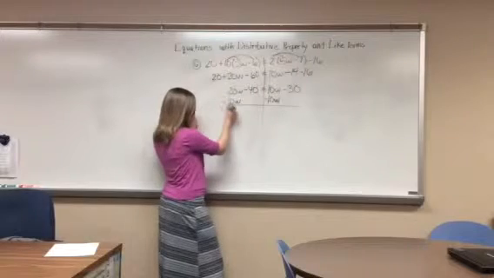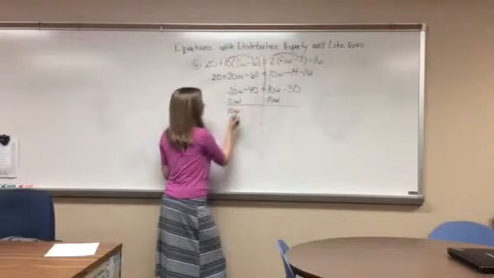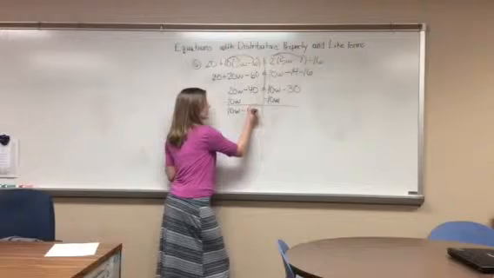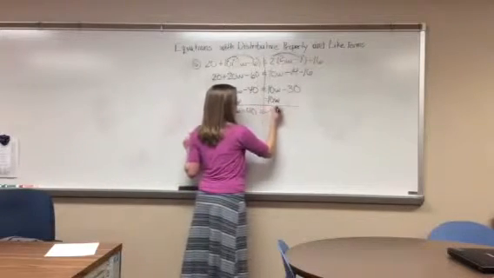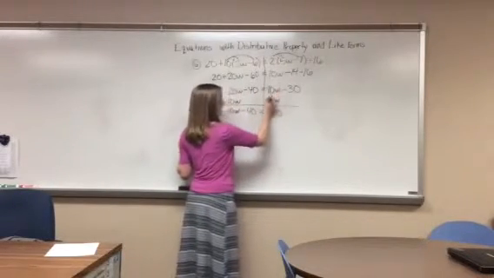20w minus 10w is 10w. The minus 40 just comes down. And we bring down the negative 30. These 10w's cancel.